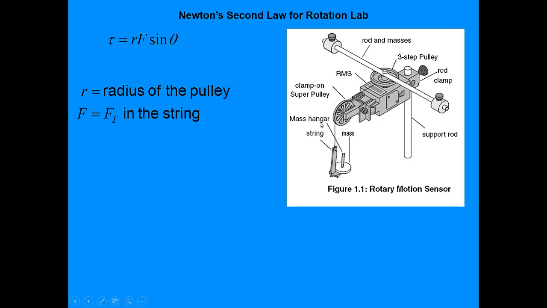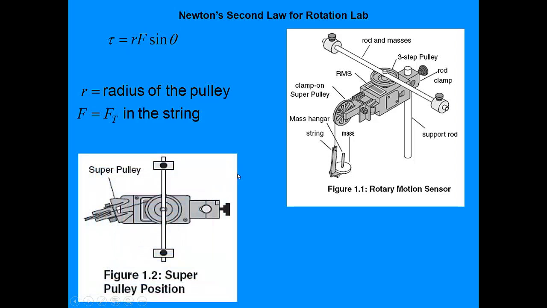F will be the force of tension in the string. How are we going to figure that out? Well, we'll get to that in a moment. This is a process in this lab. So then the question becomes, well, what's theta? Theta, remember, would be the angle in between r and F of T. It's the angle in between the two vectors.